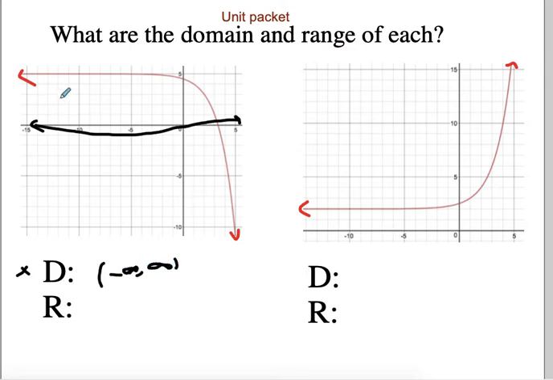Your range is the good one to note here. Again, your range is your y-axis. How low does my graph go? Well, my graph will go forever down, but as it goes up, you see that it reaches a stopping point here at 5. The highest my graph goes is at 5. It doesn't go above that line. So it's from negative infinity all the way up to 5.